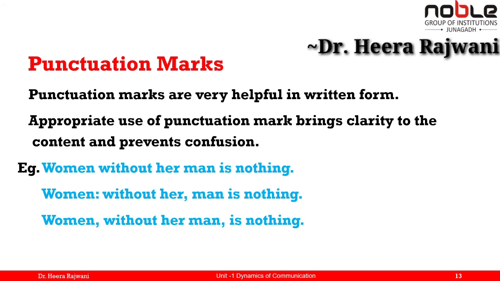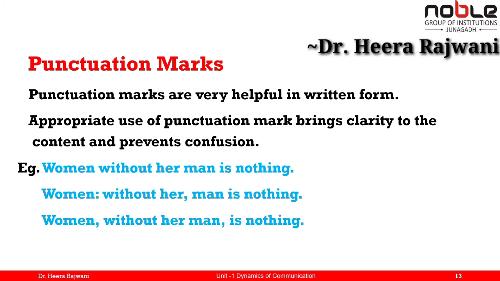Here is a simple sentence. Women without her man is nothing. That means, women, without her, man is nothing. Now, women without her man, is nothing. Now in the third sentence, women, without her man, is nothing.